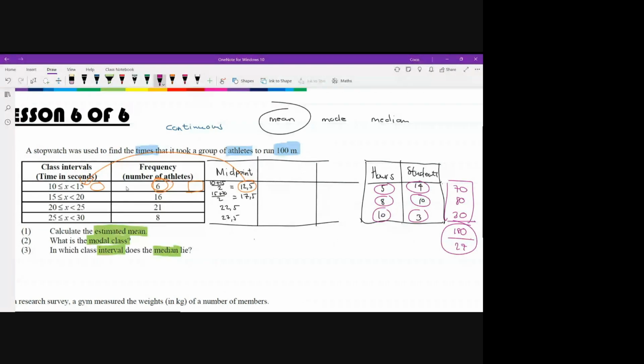Now, the problem is, in this one, we don't have discrete data. We don't just have a 5 or an 8 or a 10. In this graph, we've got a range of values. My values range from 10 to, because 15 isn't included, 14.99. So we don't know which number to use. Do we use 10? Do we use 14.99? Do we use 13? Do we use 12? We don't know which number to use.